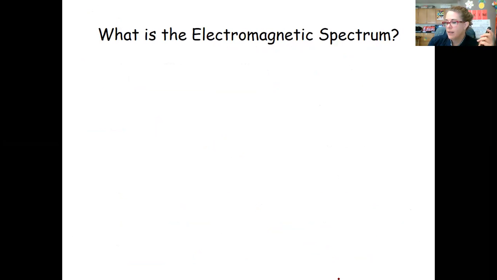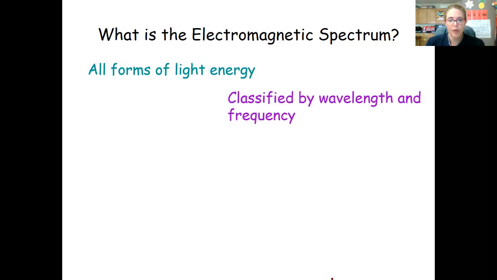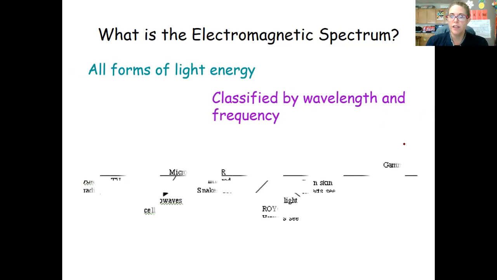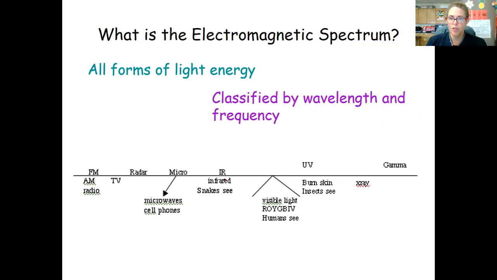Now what is the electromagnetic spectrum? It's all forms of light energy, classified by wavelength and frequency. That goes more into the physics realm. But here is what we call a spectrum: anything that is a spectrum is just a wide range of things. Here is our visible light, our rainbow. This is what we see, right? The red, orange, yellow, green, blue, indigo, violet.